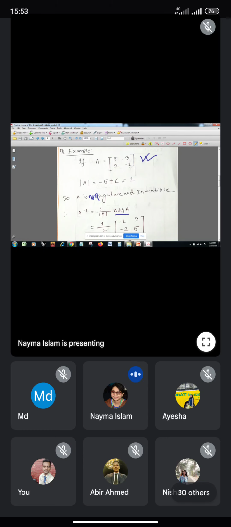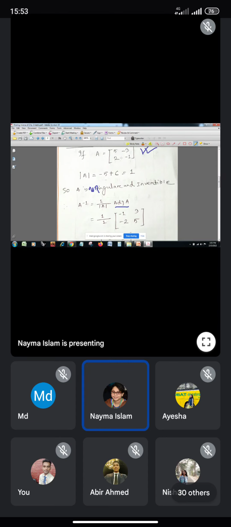What are the diagonal elements? 5 and minus 1. So, exchange the diagonal elements. You have to exchange this 5 and minus 1. Look at here, look at this matrix. I have exchanged those two. That means in place of 5, you have to put minus 1.